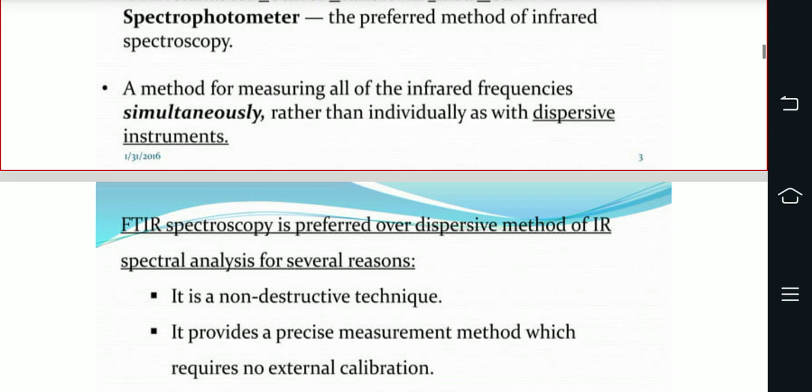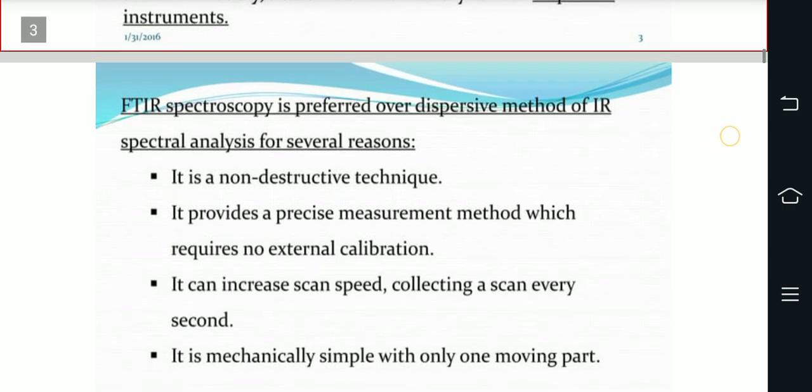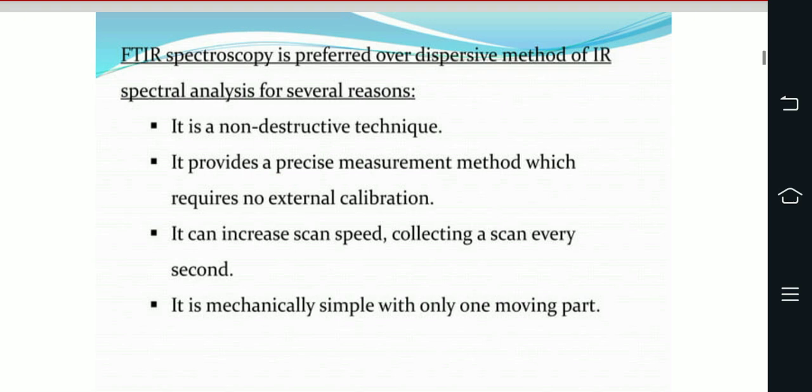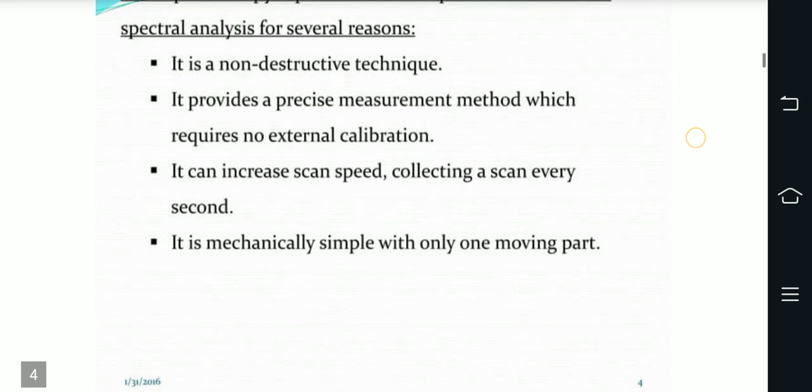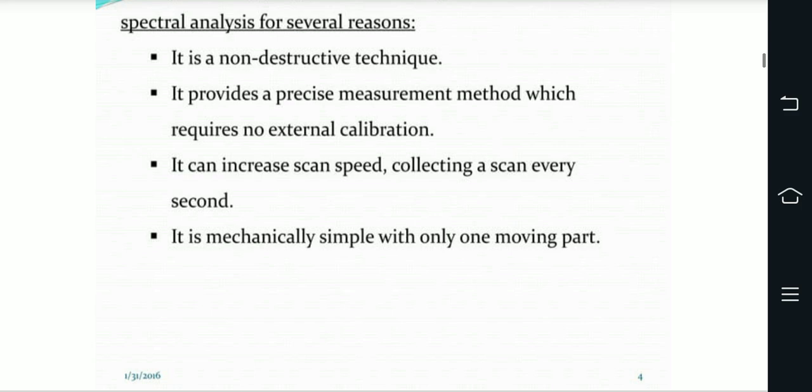FTIR spectroscopy is preferred over the dispersive method of IR spectral analysis for several reasons. It is a non-destructive technique. It provides a precise measurement method which requires no external calibration. It increases scan speed, collecting a scan every second. It is mechanically simple with only one moving part.